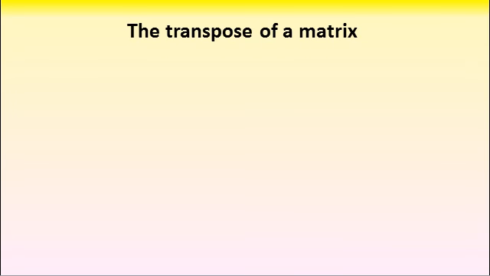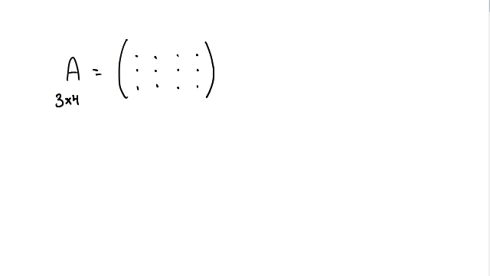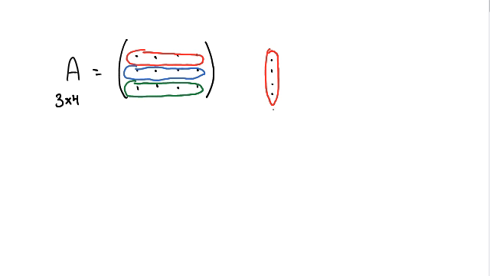In this lecture, we'll take a look at the transpose of a matrix. Let's say I have a matrix which is 3 by 4. This matrix has 3 rows, first row, second row, and third row. Let's say that we take the first row consisting of 4 elements and we flip it over. So instead of going from left to right, it goes from top to bottom. But we retain the order of the numbers.